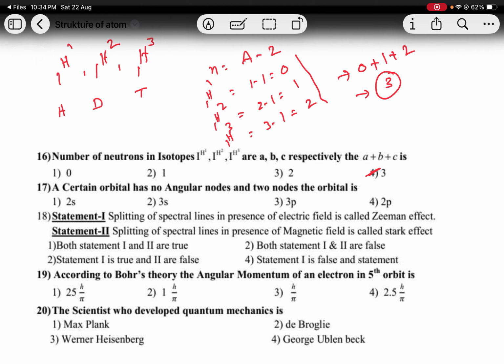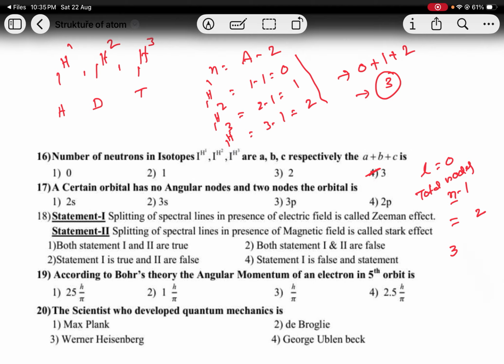Third one is the correct. Next, the 17th one. A certain orbital has no angular nodes. No angular nodes means l is equal to 0. Next, and two nodes. The orbital has 2 nodes, and the formula for total nodes is n minus 1. Here the number of nodes is 2, so n may be 3, because 3 minus 1 is 2. So here n is equal to 3.